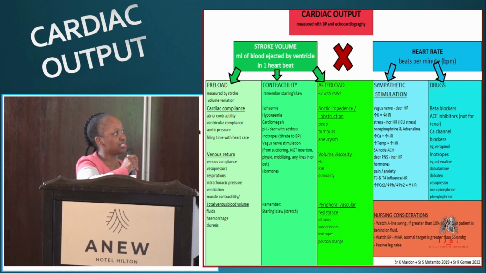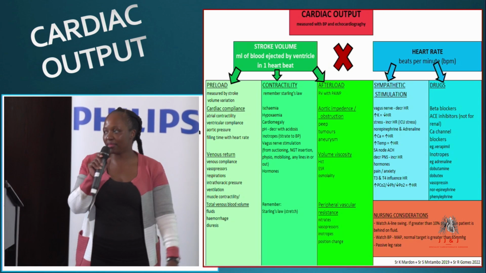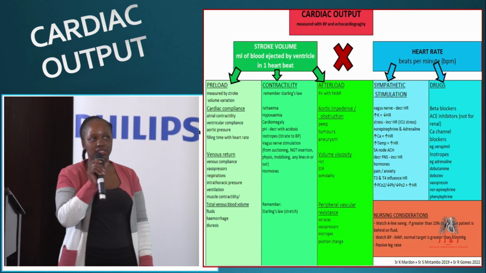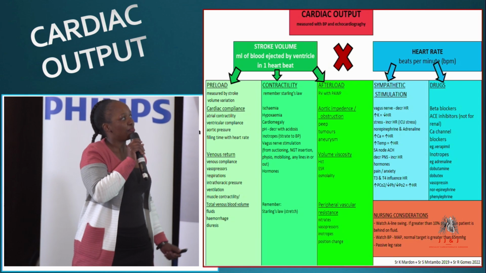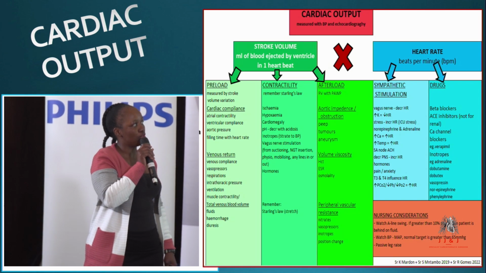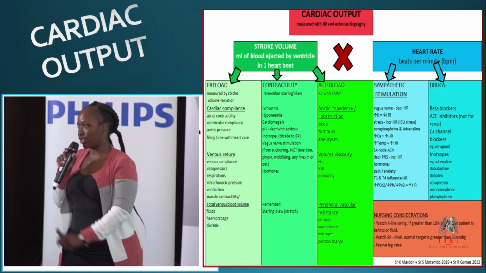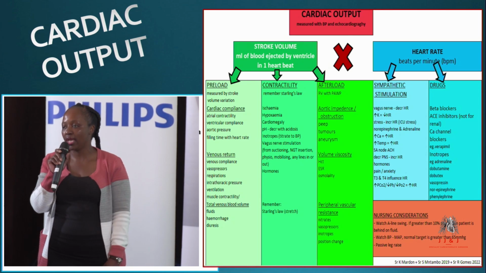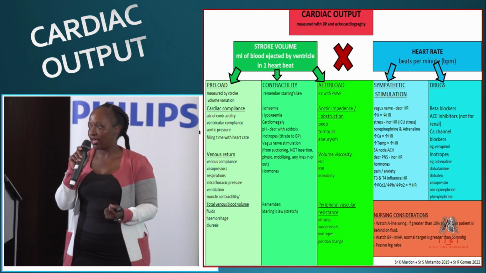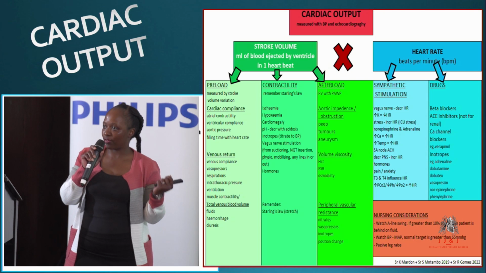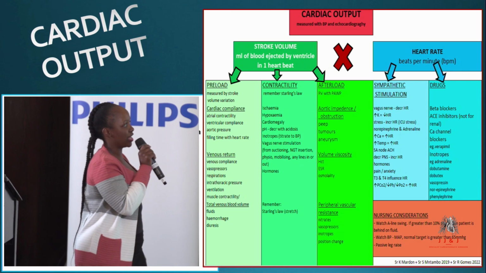Now, the determinants of our stroke volume or cardiac output are preload, contractility, and afterload. Our preload is measured by our stroke volume variation, which I will show on the monitor, and how to troubleshoot it. For example, you have a cardiac patient who has had surgery and you would like to know whether it's a fluid challenge or an inotrope challenge. We look at our stroke volume variation.